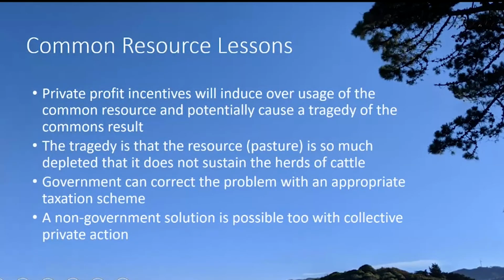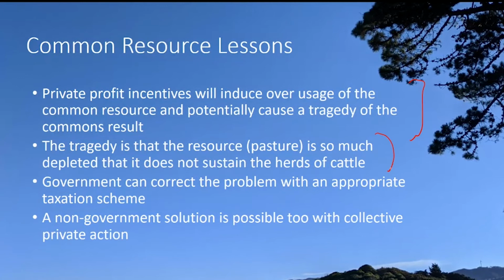Okay, so what do we learn from this? Some lessons. First of all, private profit incentives will often induce overusage of the common resource and potentially cause a tragedy of the commons result. That's what's trying to be avoided here. Don't overuse the resource, don't cause the tragedy problem to occur. And private incentives directed in that particular way can potentially lead to that overusage of a resource. And that's a particular problem.